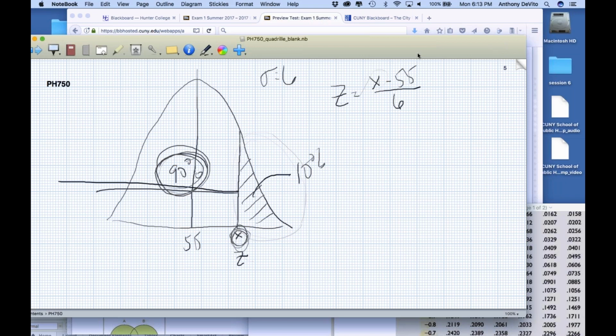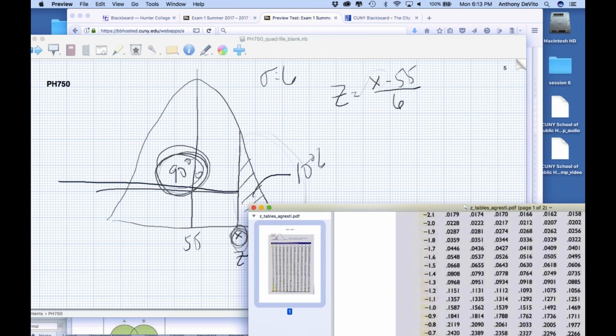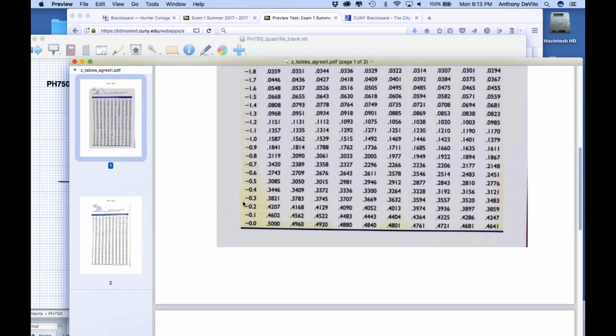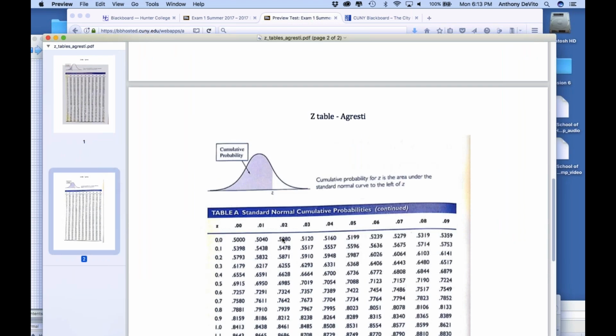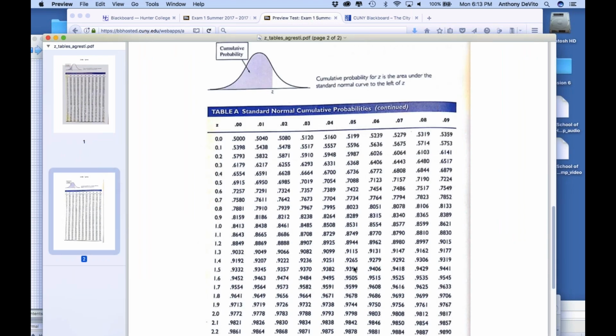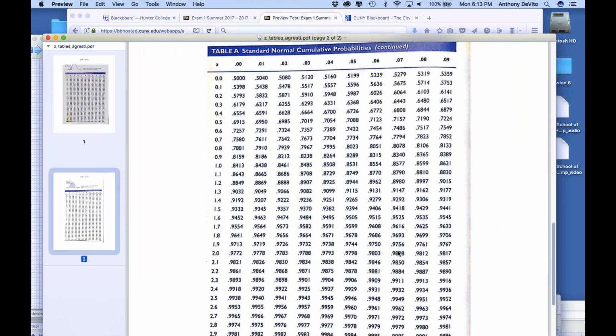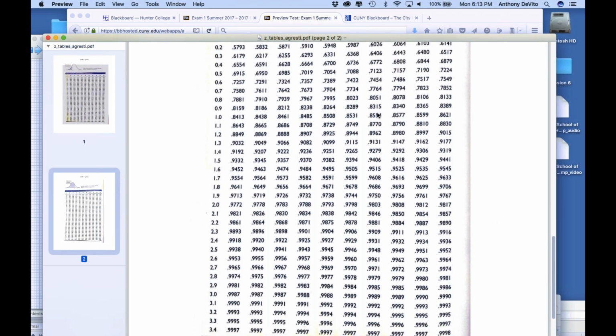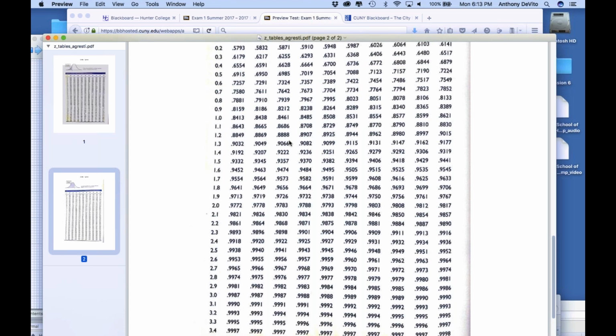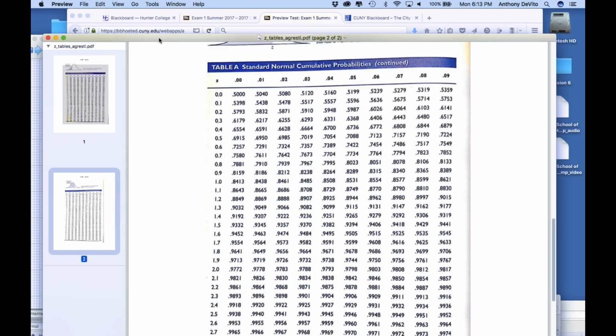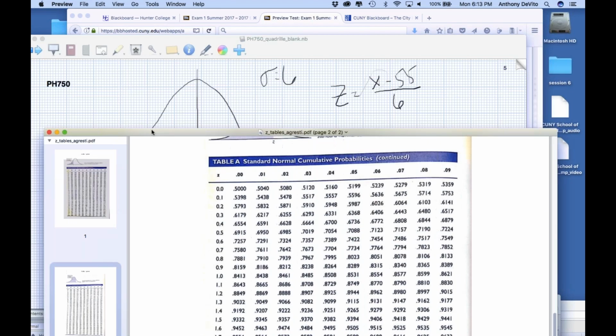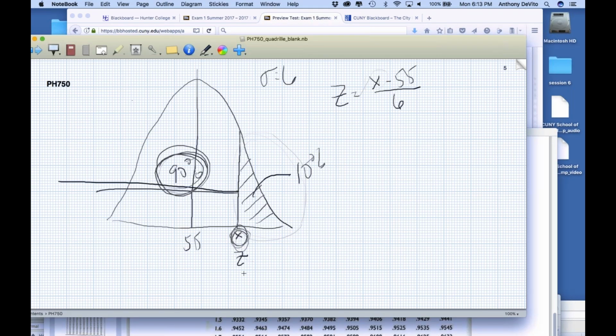So let's go to our Z table. Okay, here's our Z table. And what we're looking for now is the area that represents 90% of the area in this distribution, right? So instead of looking at the Z-scores to find an area, I'm going to find an area, 90%. Looks like the closest thing to 90% is going to be here, which is 1.28. So 1.28 is the closest that I'm going to get here. So Z for this value is positive 1.28. So 1.28 is equal to X minus 55 over 6.